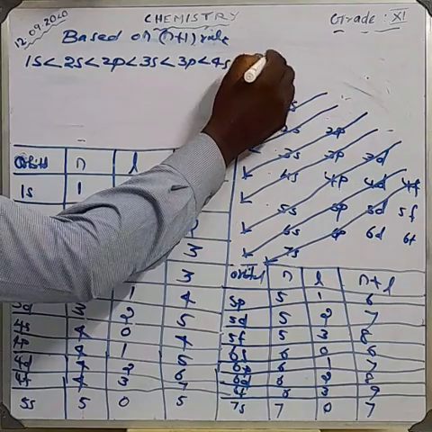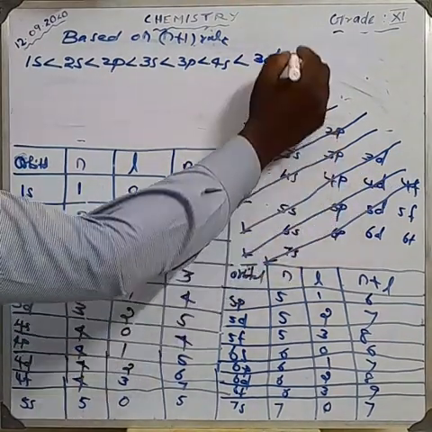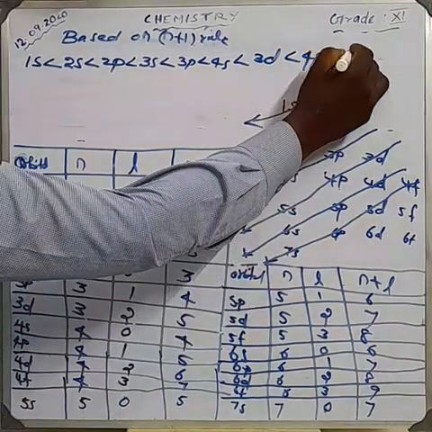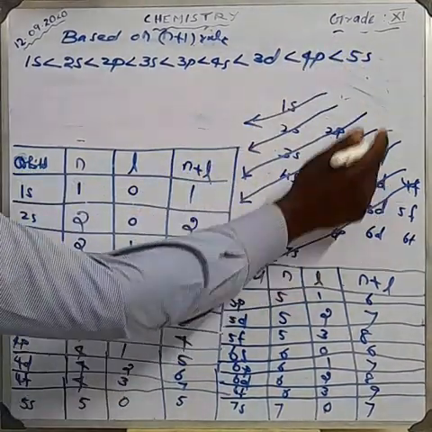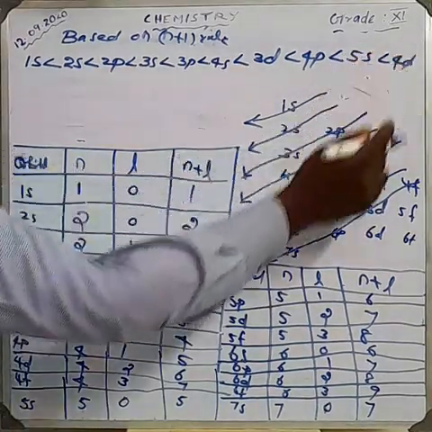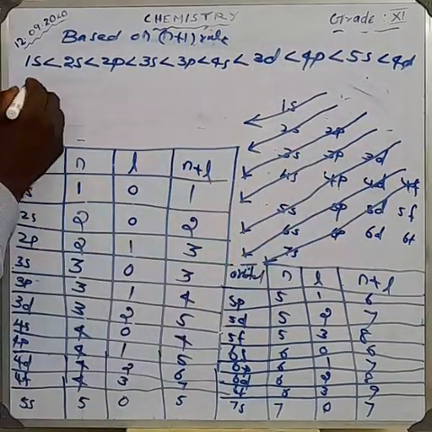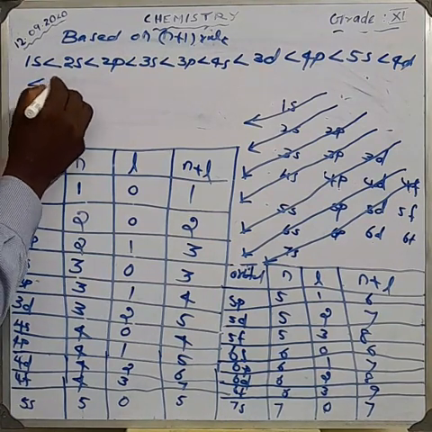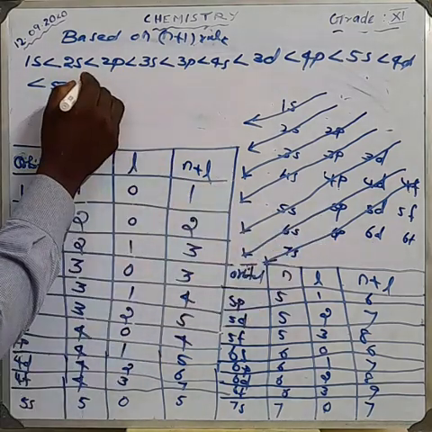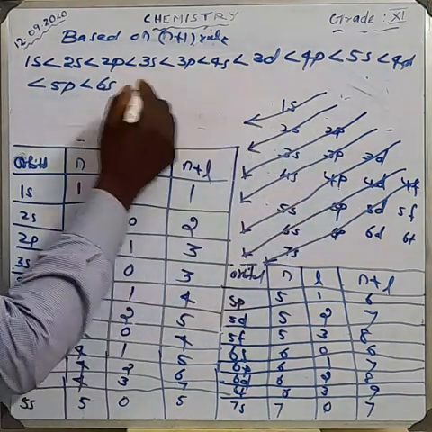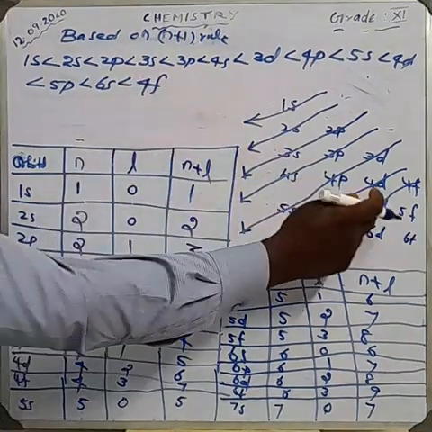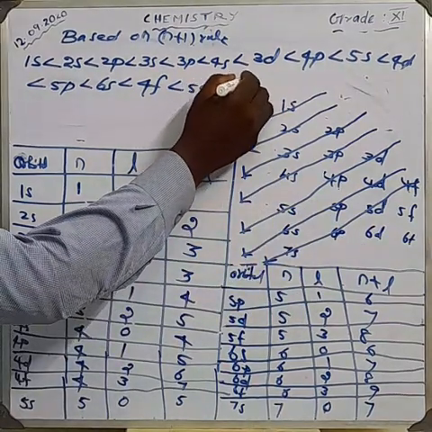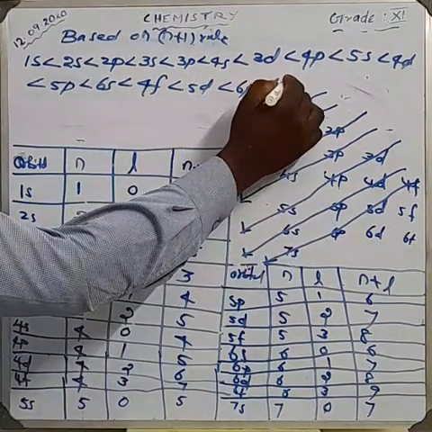3d, and next one is 4p. Next one 5s. Next 4d, and after that 5p. Then 6s. After that 4f. Next 5d. Next 6p. Next 7s.